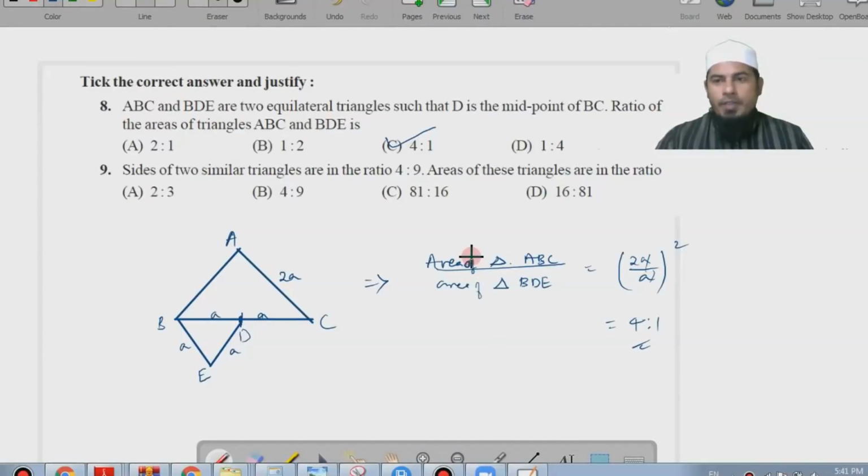Then the side of triangle ABC will become 2A. According to the ratio of the areas of similar triangles, area of triangle ABC by area of triangle BDE: ABC side is 2A, BDE side is A. Cancel it to get the whole square. 4:1 will be the answer.